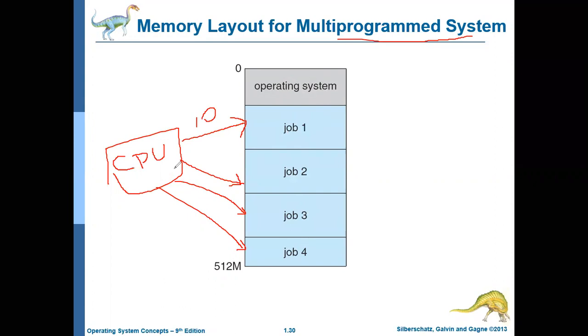And here you have the CPU. Now the CPU will context switch between these jobs. That is, the CPU may be executing job 1 for 10 milliseconds, then it may switch to job 2 and execute job 2 for some time, and then it may execute job 3 for some time, and then job 4 for some time. So this is how normally a multi-programming system works.